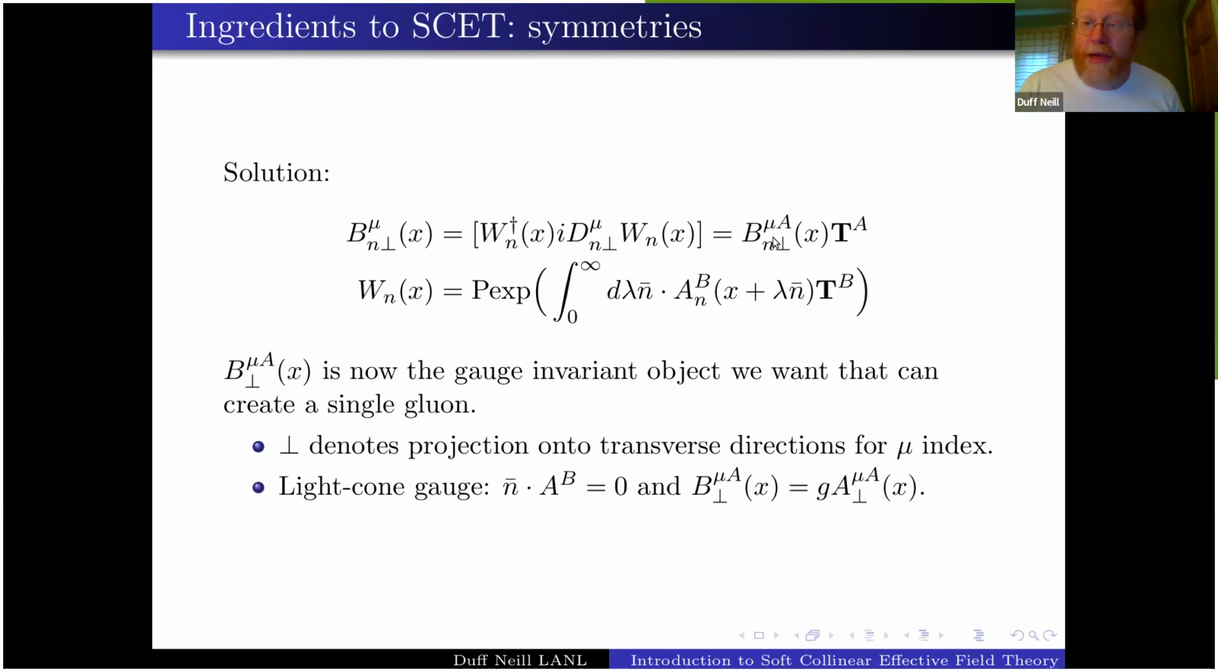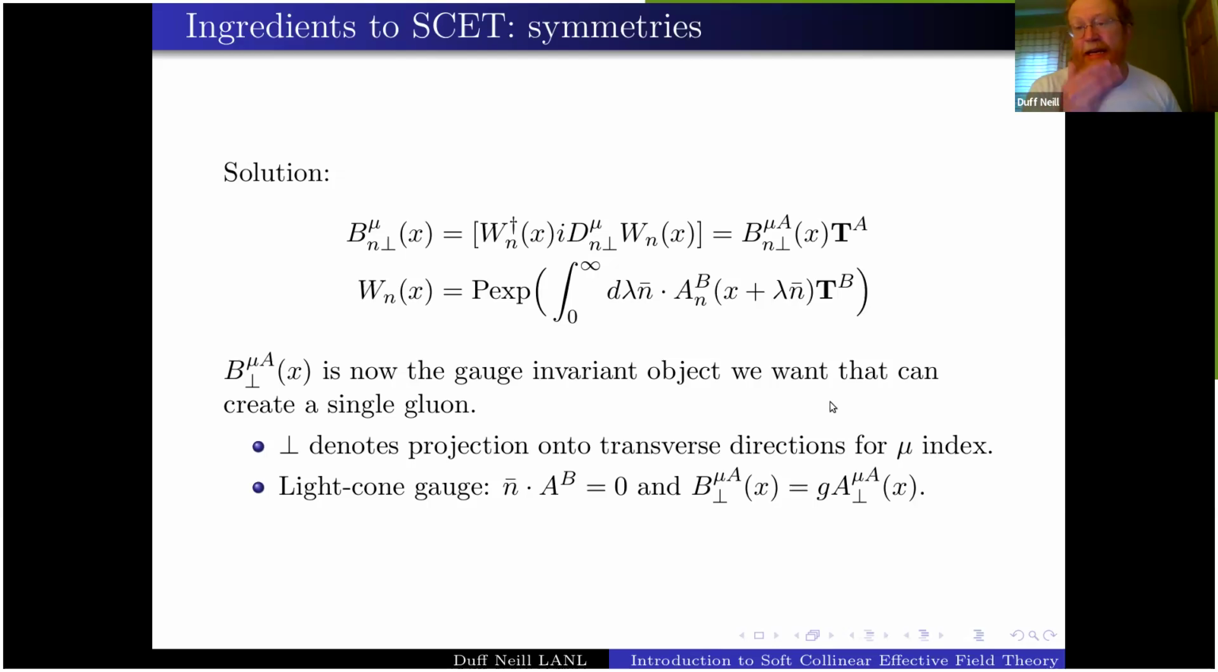This defines for me a gauge invariant field operator that can create a single gluon. And this is the object that I needed in order to be able to describe my lowest order scattering process in QCD. The perp just denotes that projection onto the transverse directions for the mu index.